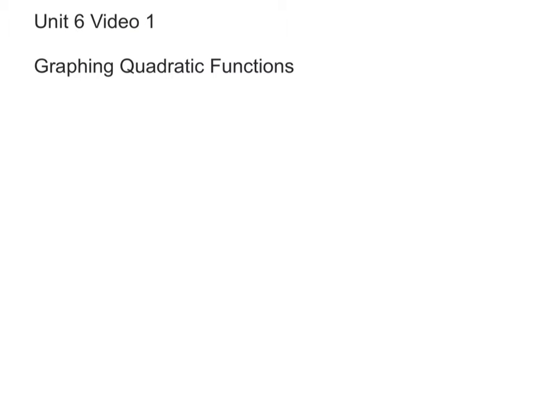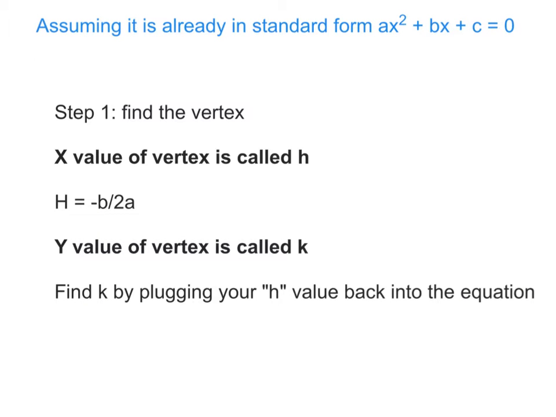Unit 6, Video 1, Graphing Quadratic Functions, and we're going to be doing this by hand and with a calculator, finding the axis of symmetry, vertex, and the zeros. Assuming it is already in standard form, which is ax squared plus bx plus c equals 0, we're going to follow the following steps. However, if it is not in standard form, we need to set it in standard form, so we need to get everything on the same side of the equation equal to 0.